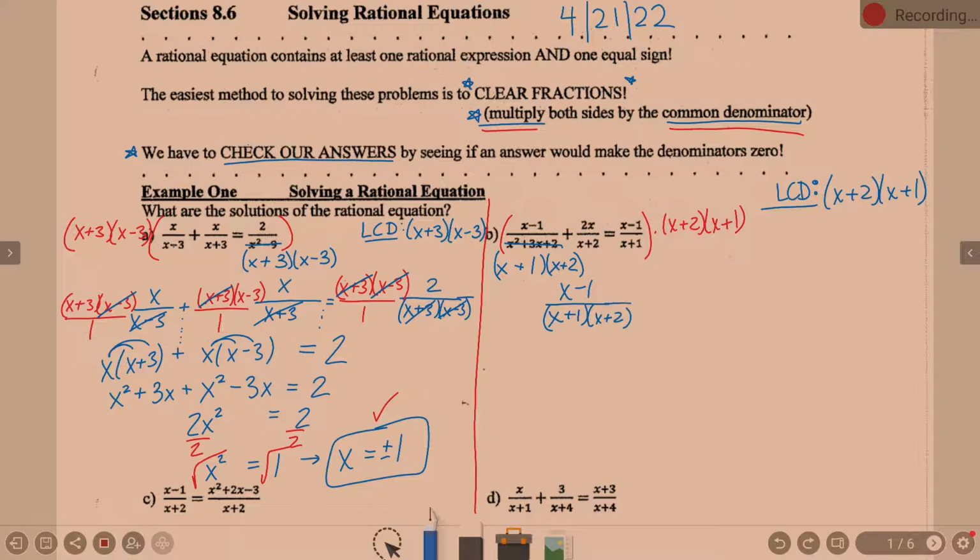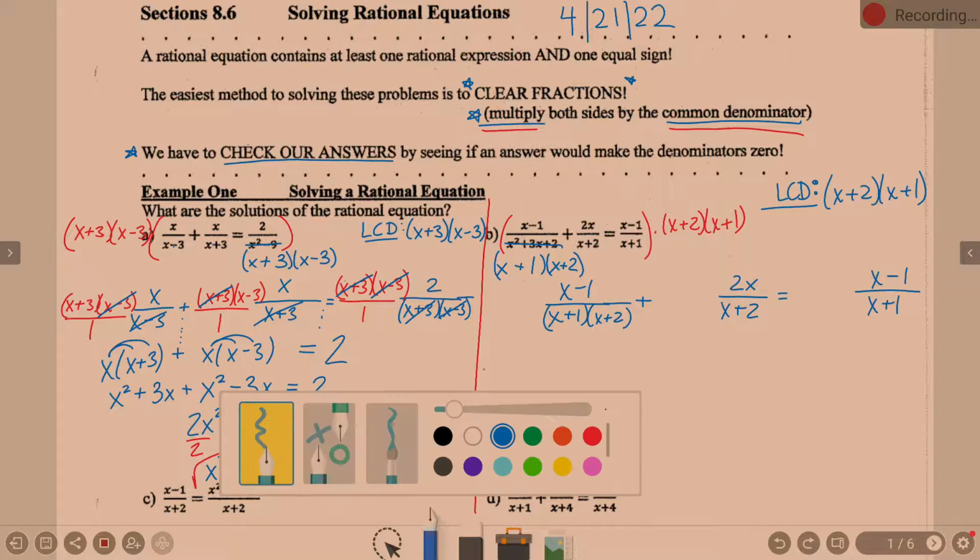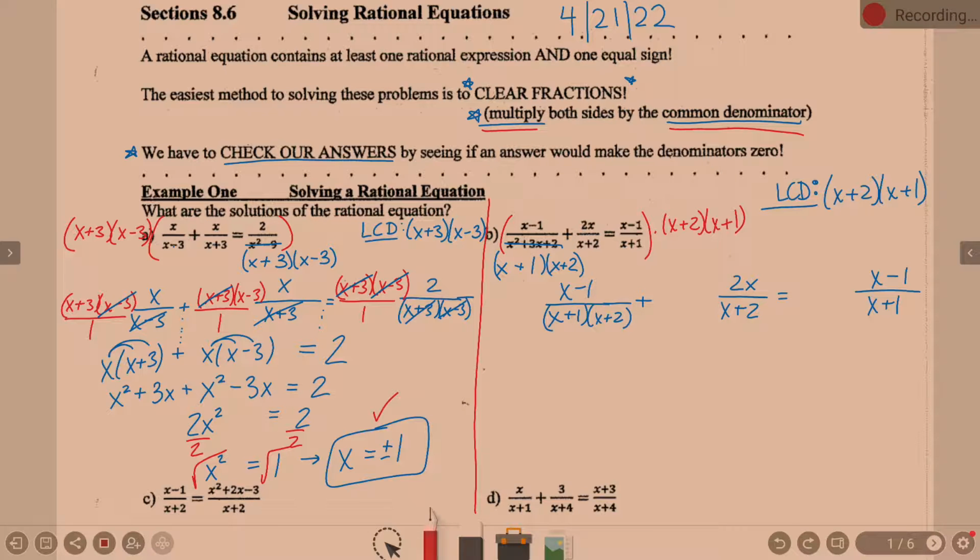I'm going to say plus. I'm going to leave a space. And then I'm going to have 2x over x plus 2. I'm going to say equals. I'm going to leave a space. And I'm going to put x minus 1 over x plus 1. And again, I'm just spacing out the original problem so I can write what we're multiplying by.